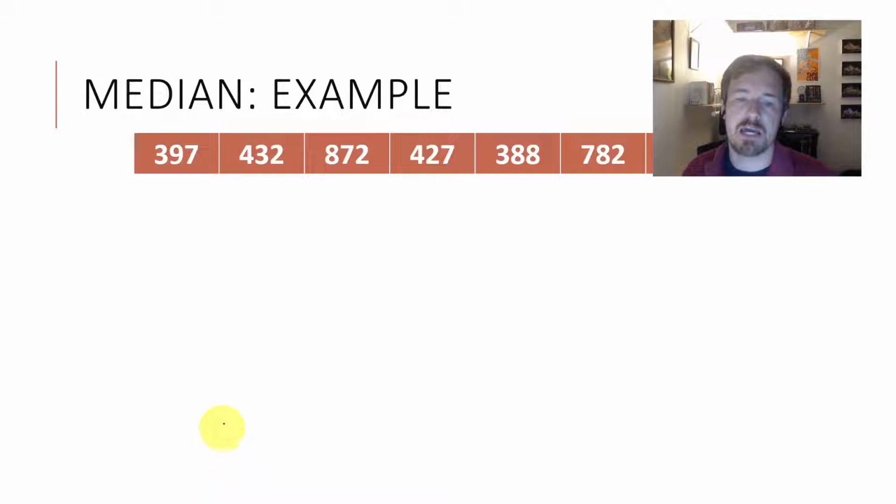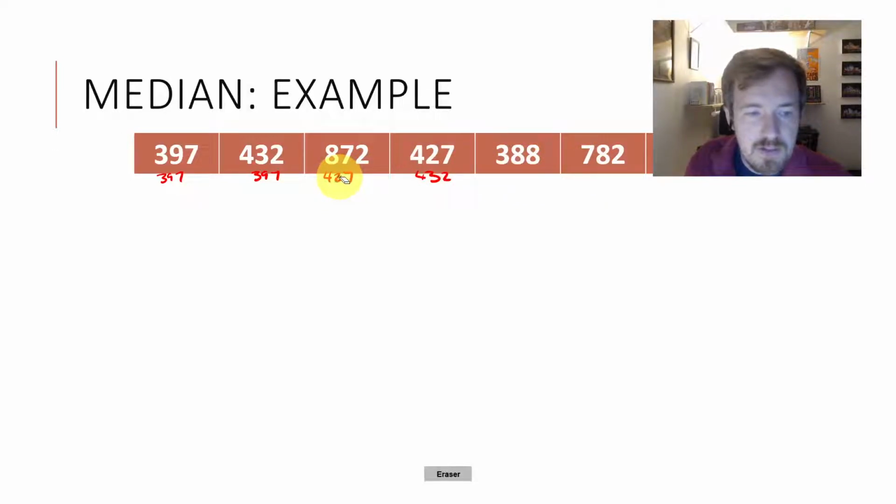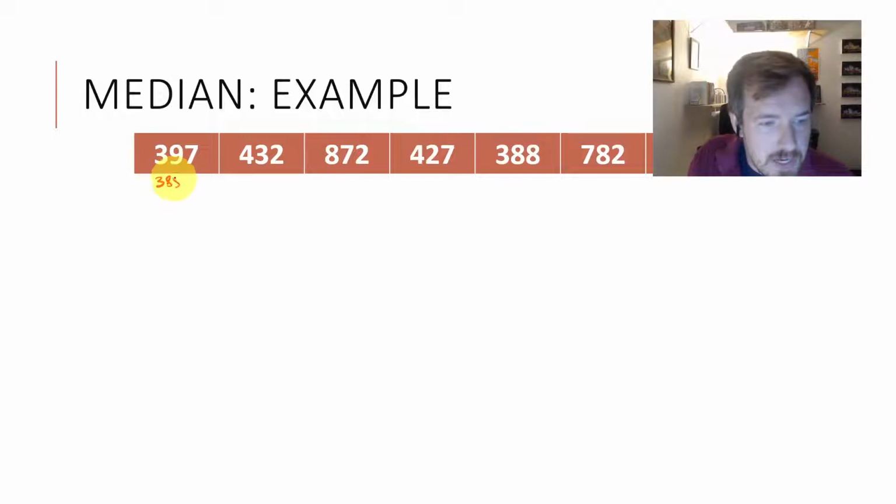So if we look at this example, we're going to arrange this from smallest to largest number. So we're going to go 397, 397. What's the next one? 427, 432. Oh, did I mess up somewhere? Oh, yep, I did. Why did I write that out? My bad. 388, 397, 397, because there is a second one here, right there. 427, 432.